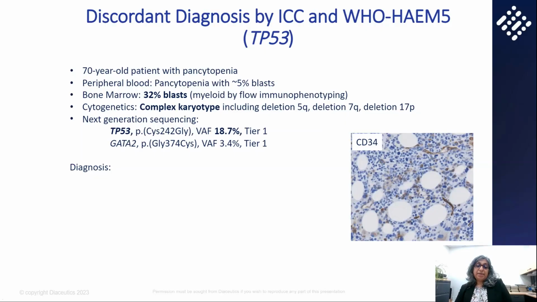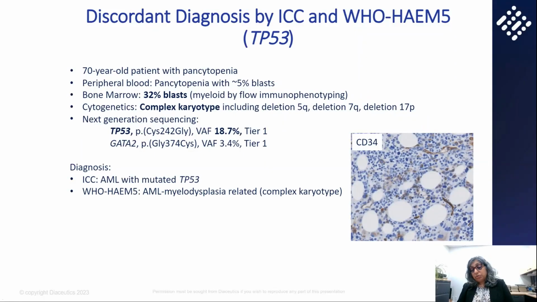Per ICC, we have a diagnosis of AML based on 32% blasts that are myeloid, and we have a single TP53 mutation with a VAF of 18.7%. So this is AML with mutated TP53. WHO does not have this category, so this would be classified as AML myelodysplasia related based on the complex karyotype. Does it matter from a treatment perspective?